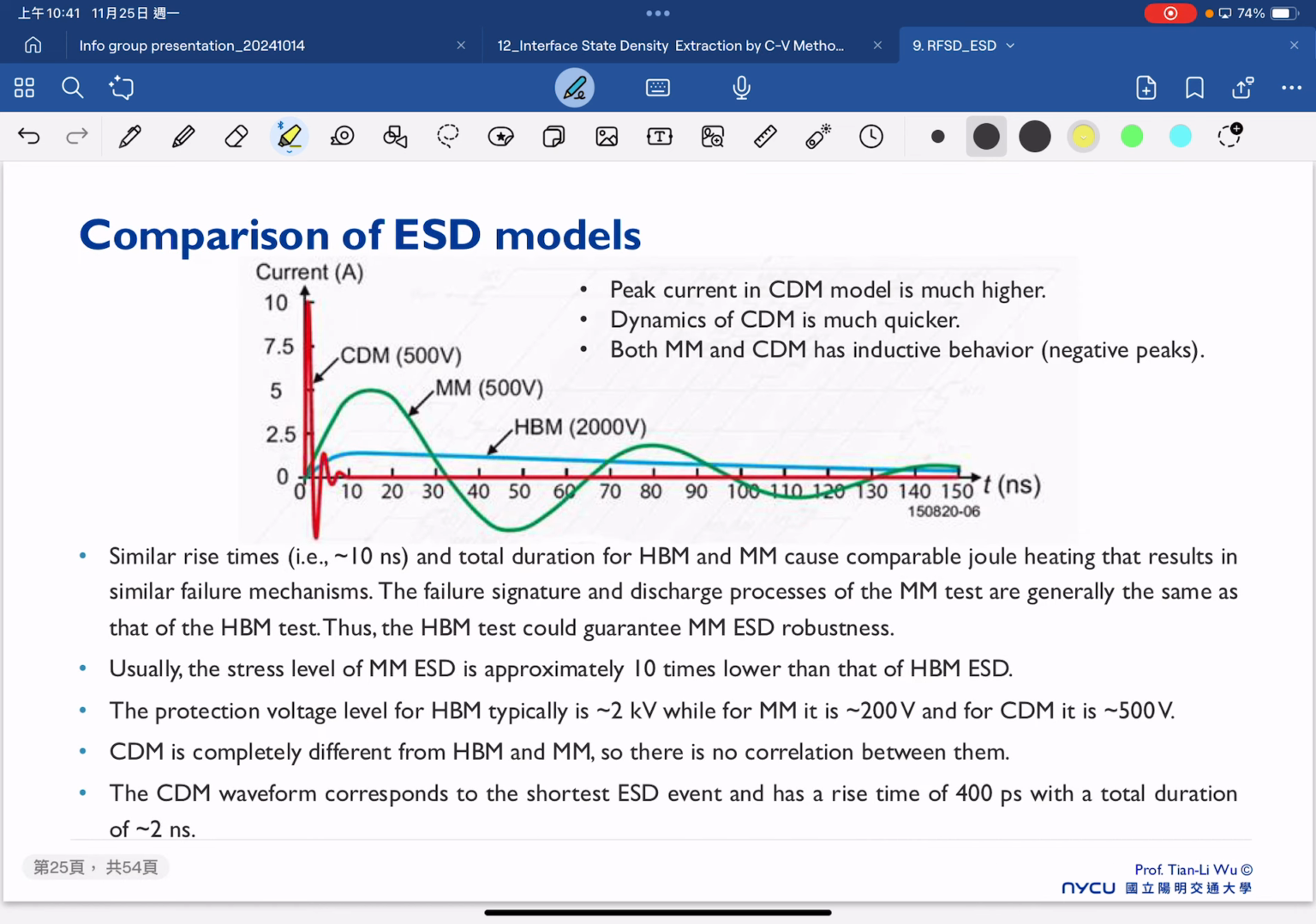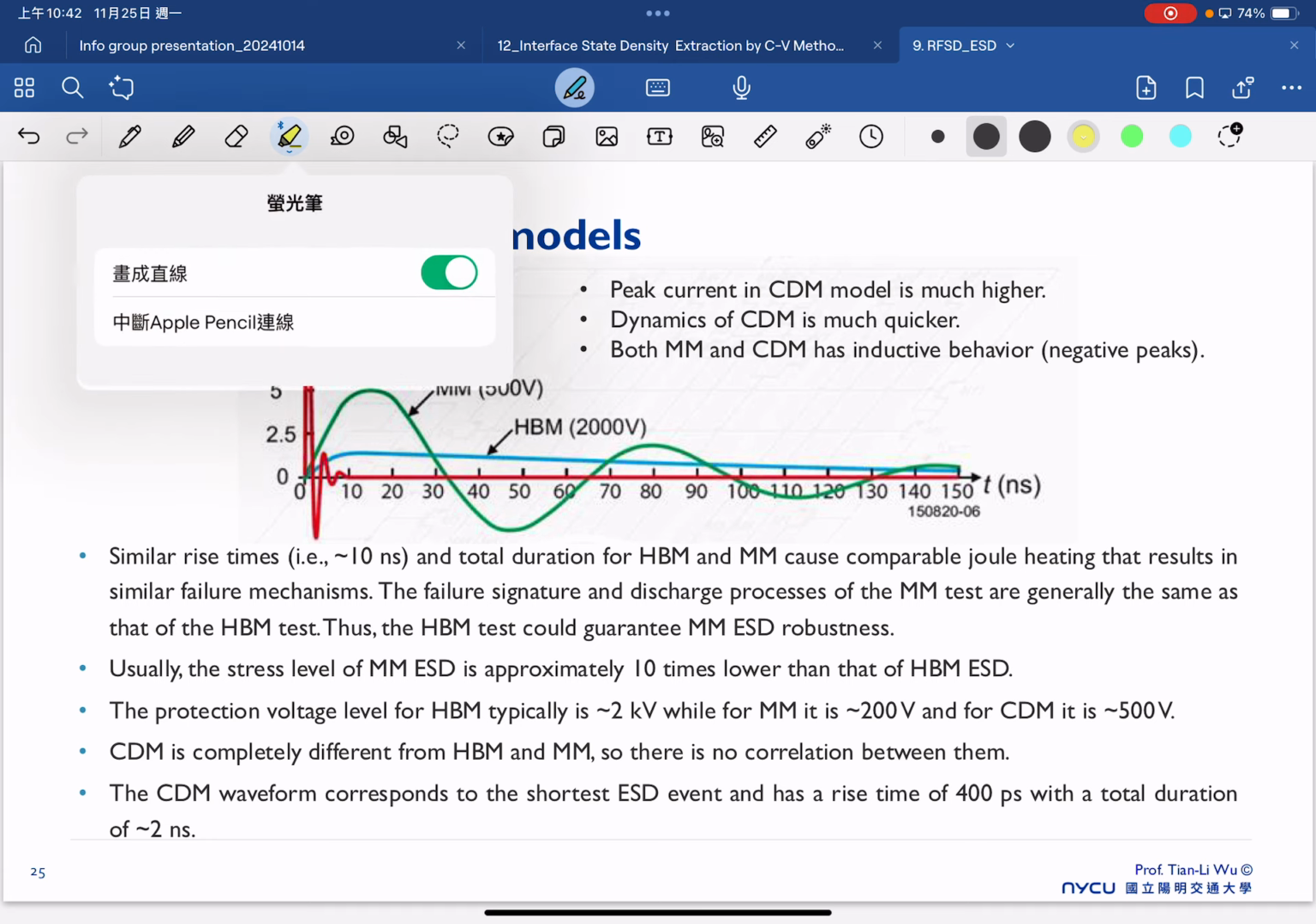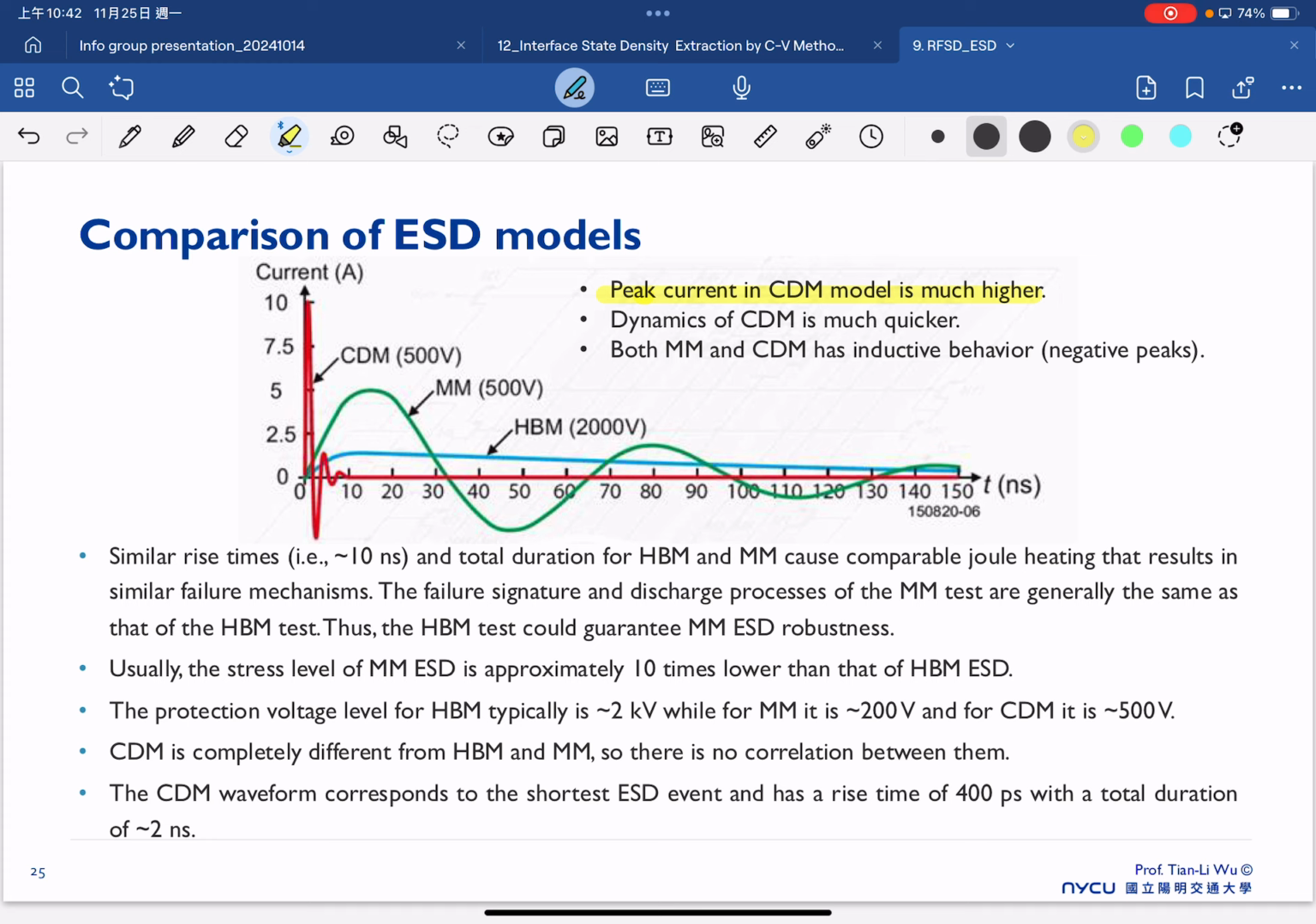So now if we try to compare all three different models, we have the CDM, the MM, and the HBM. We can see the peak current in the CDM model is higher. Here, this is CDM. CDM can cause very high current, and also the CDM is much faster here. The rising time and total duration between the HBM and MM are similar, so that can cause a very similar failure mechanism because the timing and total duration are the same.